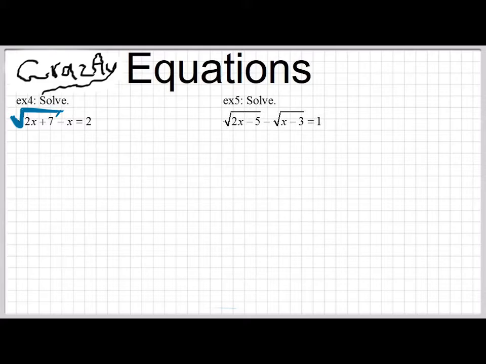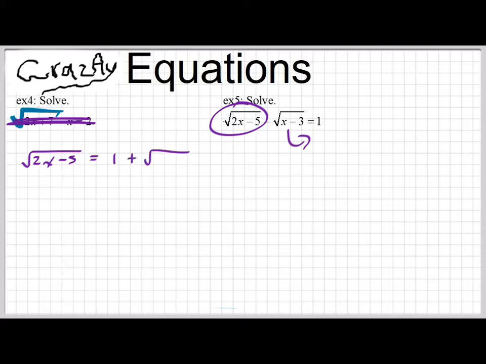But before we do that, there's multiple ways to do this. I'm going to get this radical alone. Let's move this guy to the other side. So we have 2x. I'm not working on you anymore. We have the square root of 2x minus 5 equals, on the other side, a positive 1 plus the square root of x minus 3.